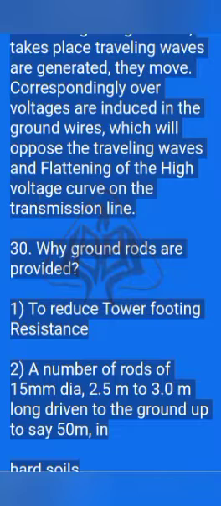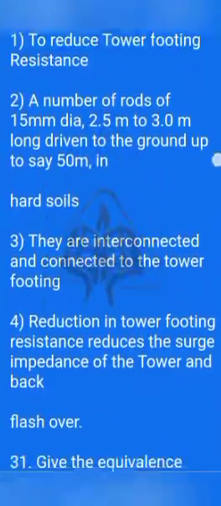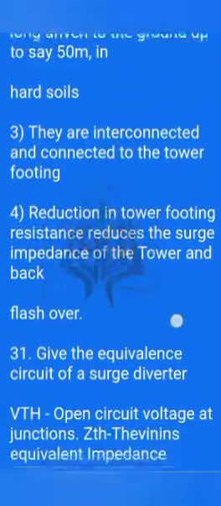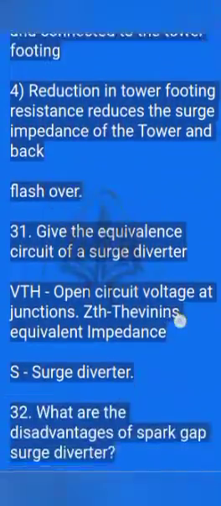30. Why are ground rods provided? 1. To reduce tower footing resistance. 2. A number of rods of 15 mm diameter, 2.5 meters to 3.0 meters long, driven into the ground up to say 50 meters in hard soils. 3. They are interconnected and connected to the tower footing. 4. Reduction in tower footing resistance reduces the surge impedance of the tower and backflashover.